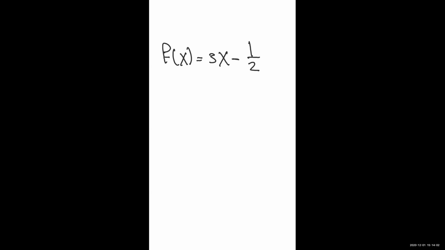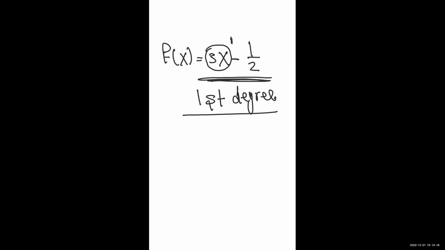Now this one, at which degree? Here, it's 3x, and x, of course, by default, is at power 1. So this one is at the first degree. First degree means linear function.